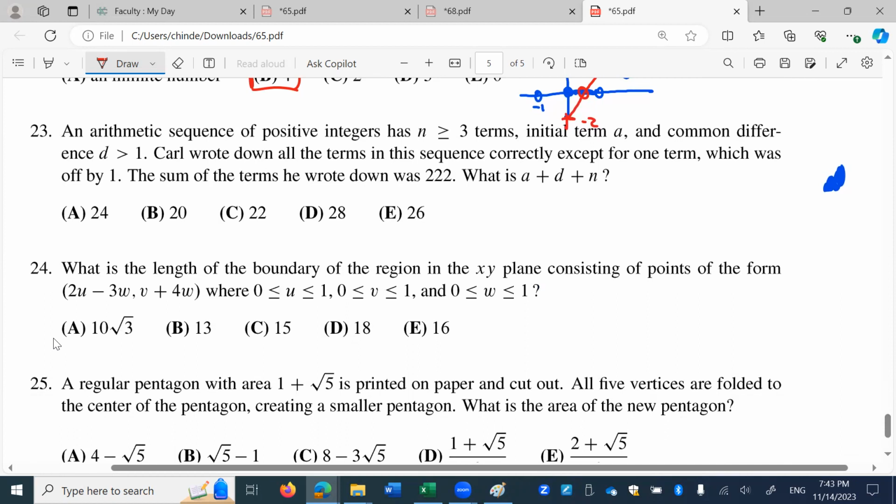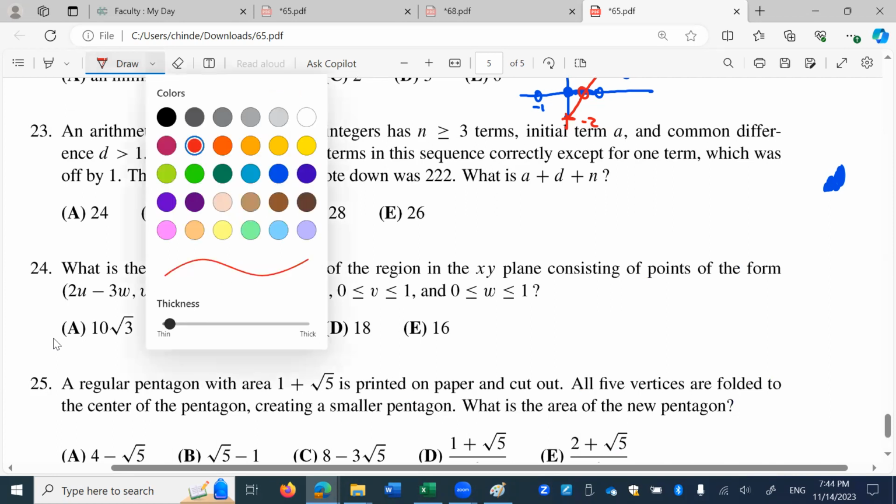An arithmetic sequence of positive integers has at least 3 terms. The initial term is A, and the common difference D is bigger than 1, so it has to be bigger than or equal to 2. Carl wrote down all the terms except for one term, which was off by 1. He added them up to 222. So what is A plus D plus N?